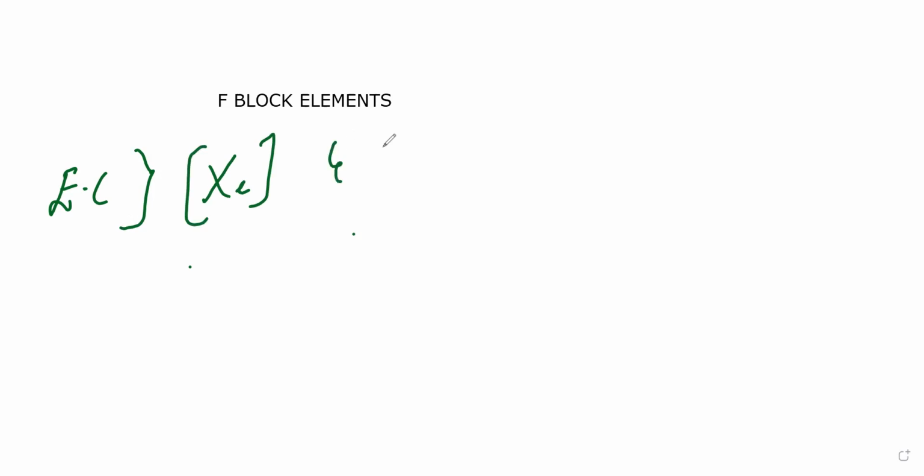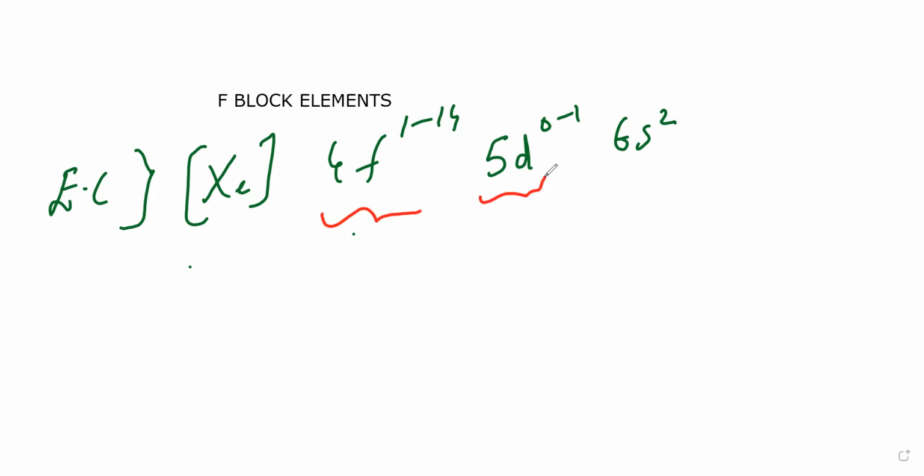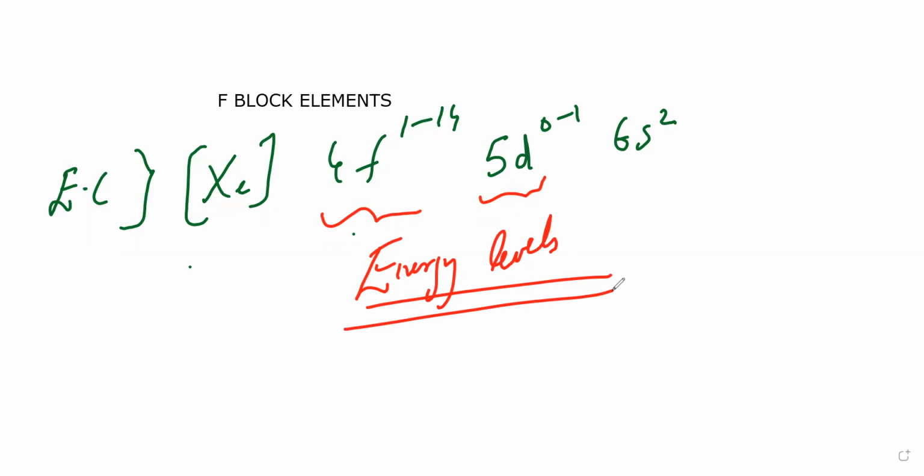Correct? 4f 1 to 14, and 5d 0 to 1, 6s2. This is the general electronic configuration of F block elements. So we can see two things, 4f and 5d. Actually, if we see the energy levels of these, both are the same. Even though this is not important, the energy levels of 4f and 5d are almost the same.